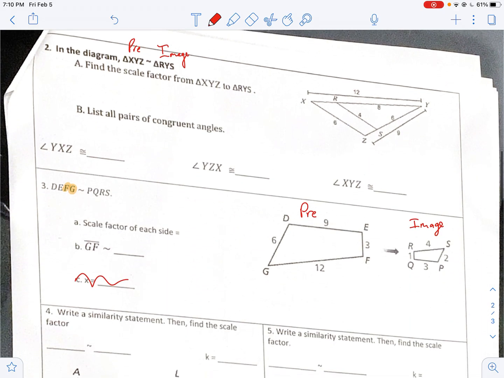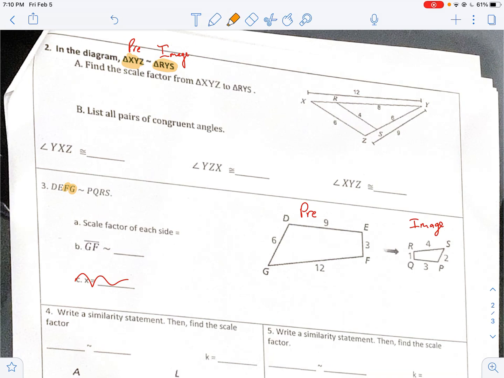Let's look at an example. In this diagram, I've got XYZ is similar to RYS. And what's important to note here is that we have a pre-image of sorts and an image of sorts. They're always going to go in a specific order. And that's how we know what to divide by what to find the scale factor. So just like in chapter 4, we had a specific order. I'm going to call this the pre-image, and that's the image. So XYZ is our pre-image. That's our big triangle. And RYS is going to be the image. So I'm going from the big triangle to the small triangle.